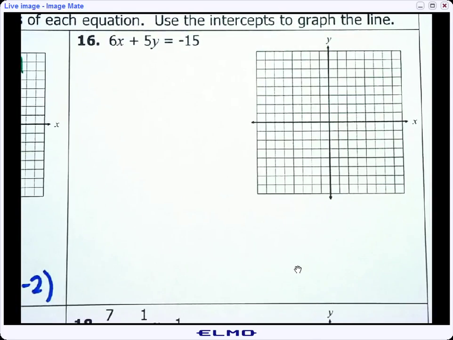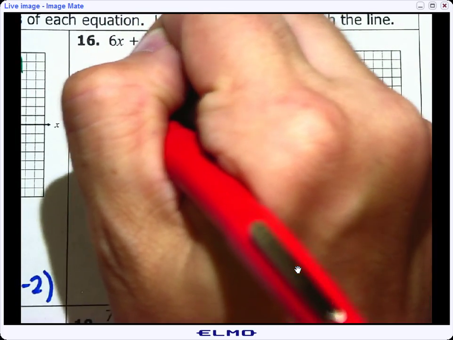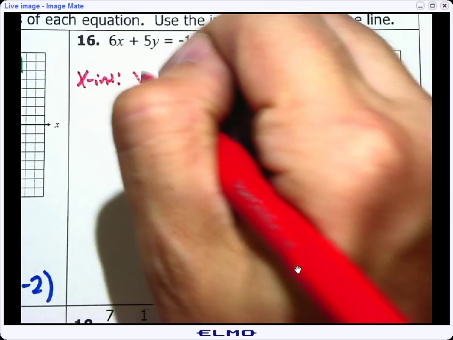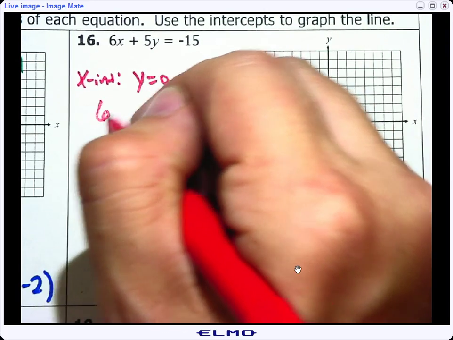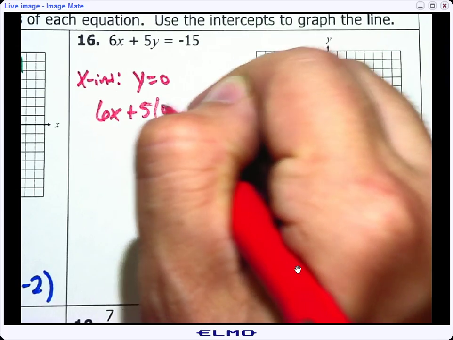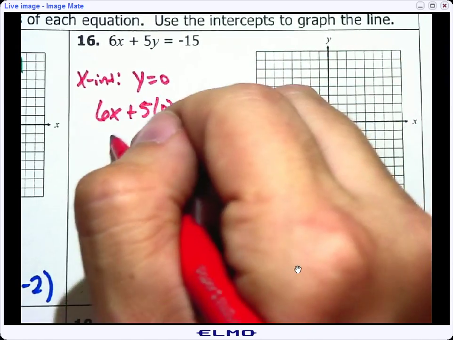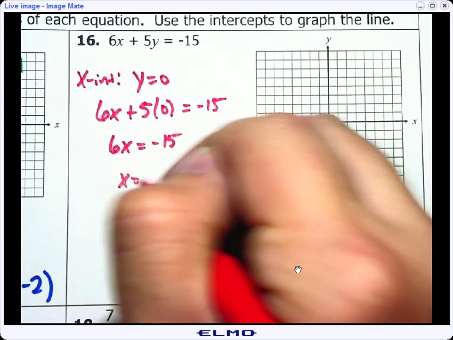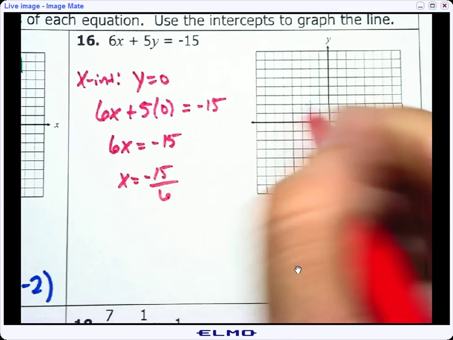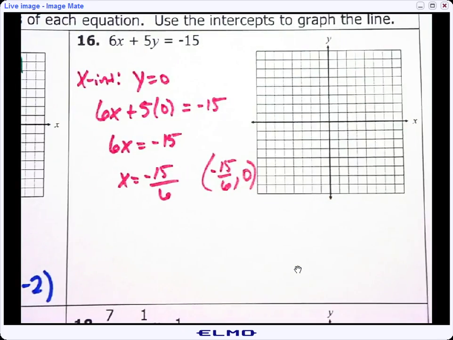All right, number 16, similar story. I'm just going to start with the x-intercept. So replace the y with 0. So this turns into 6x plus 5 times 0 equals negative 15. Well, that just means 6x equals negative 15, which means x equals negative 15 over 6. So we have the point (-15/6, 0).